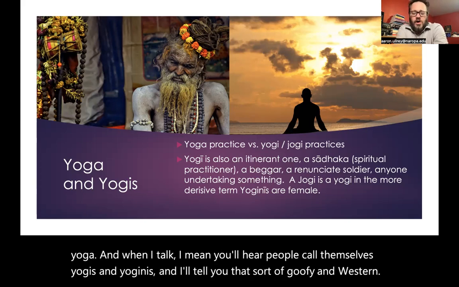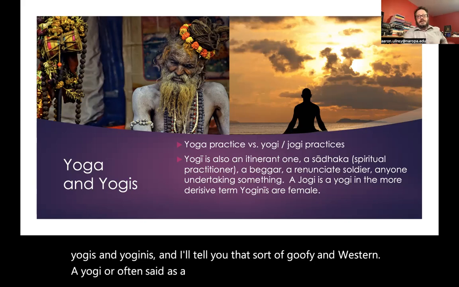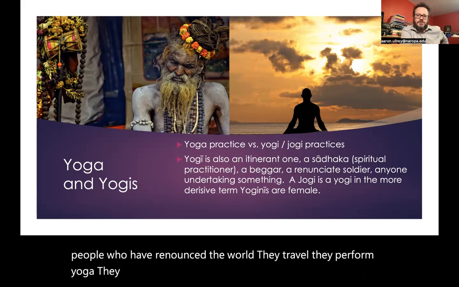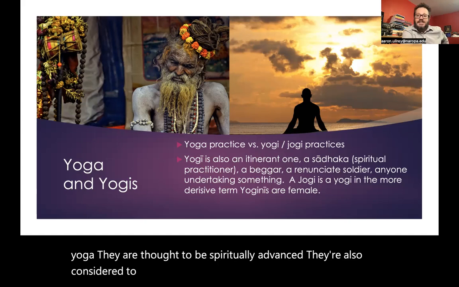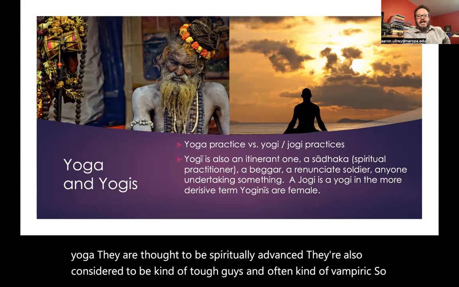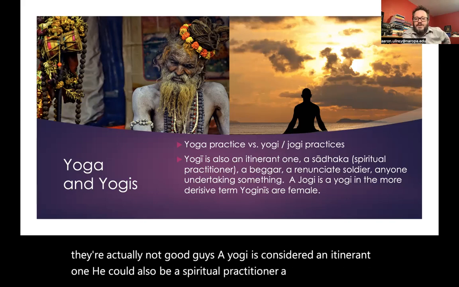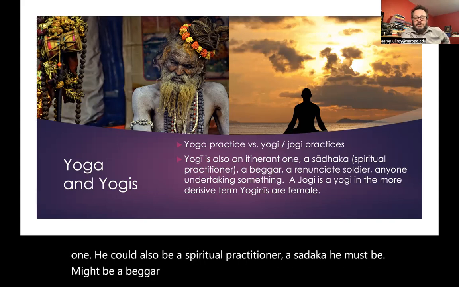A yogi, or often said as a jogi in India and South Asia, is a person who has renounced the world. They travel, they perform yoga, they are thought to be spiritually advanced. They're also considered to be kind of tough guys and often kind of vampiric. So they're actually not good guys. A yogi is considered an itinerant one. He could also be a spiritual practitioner, a sadhaka. He might be a beggar, a renunciate soldier. A yogi could be anyone who's just doing anything.